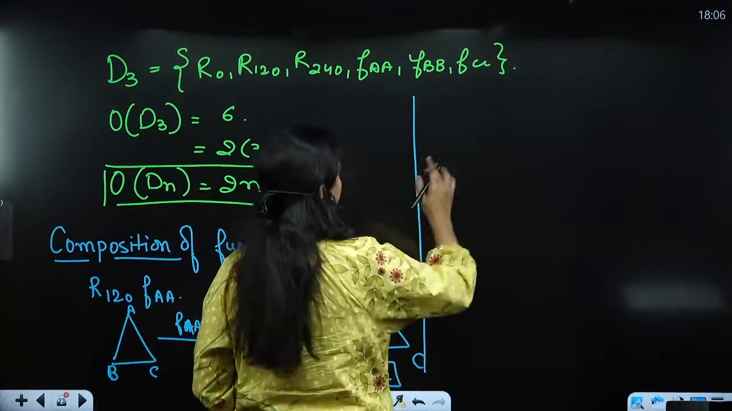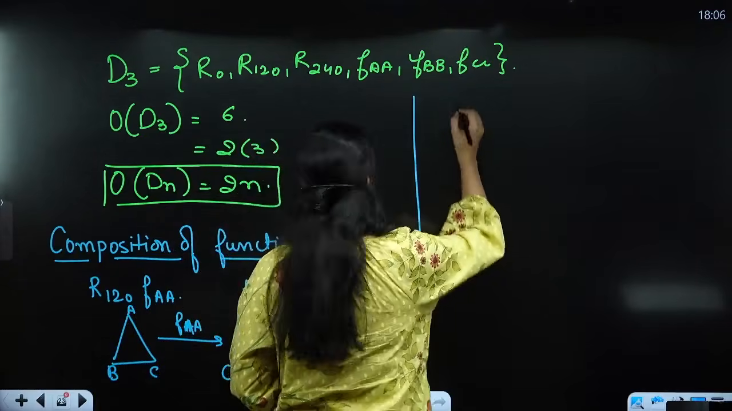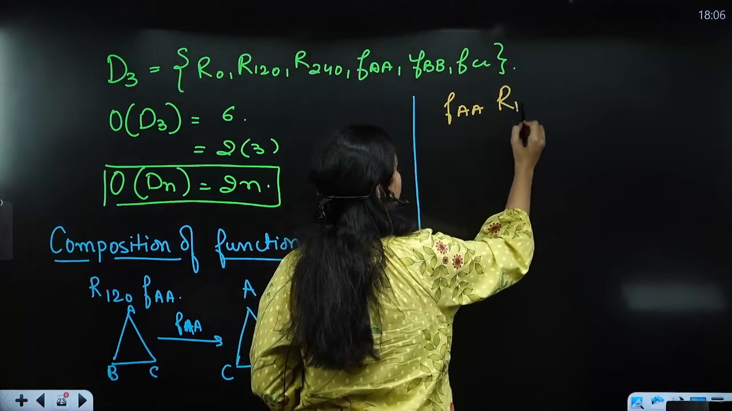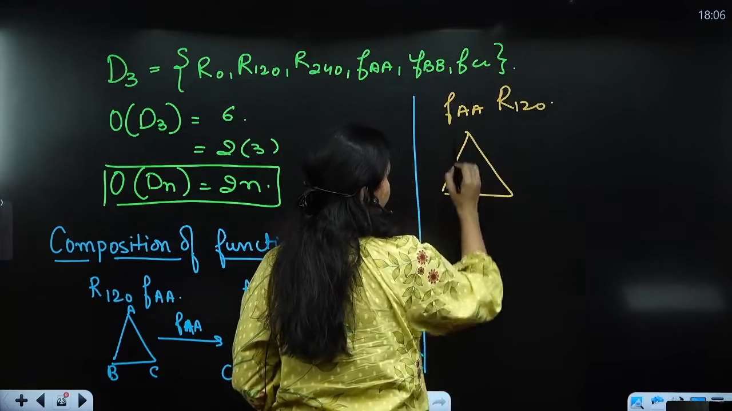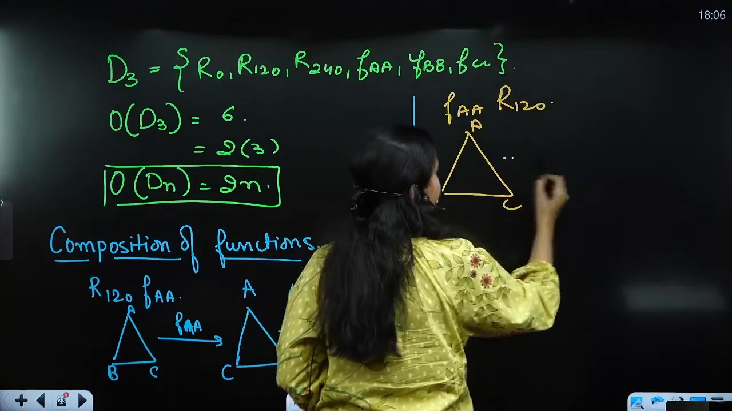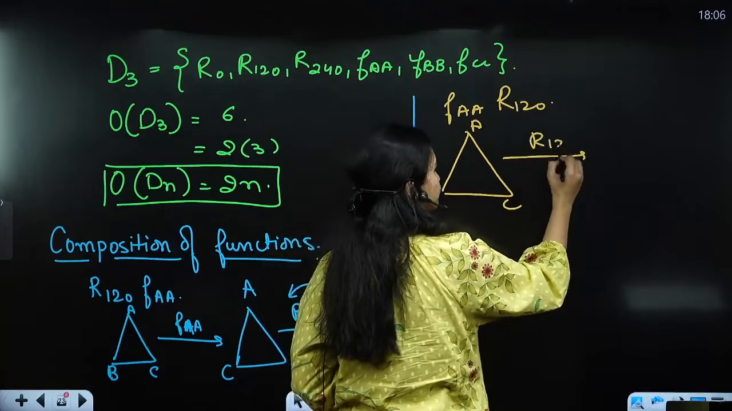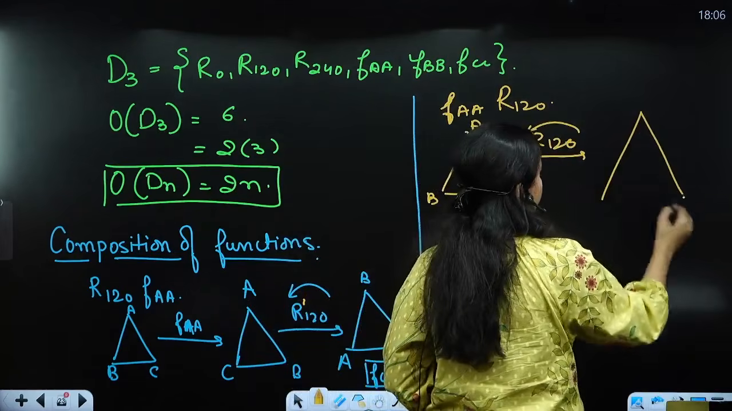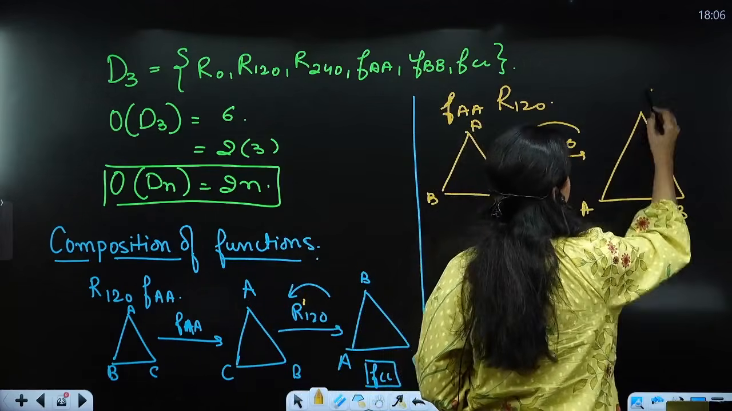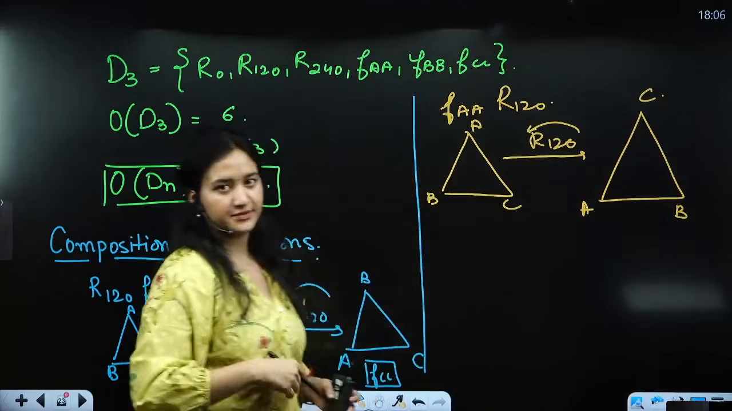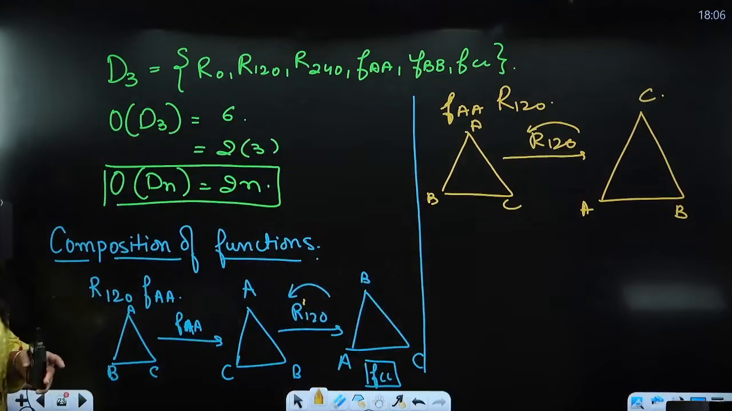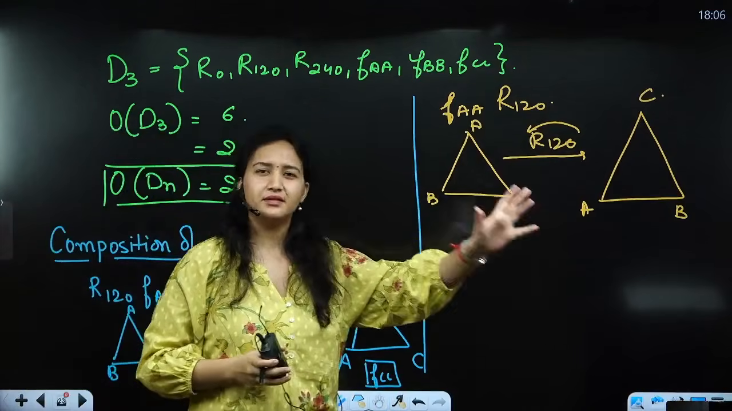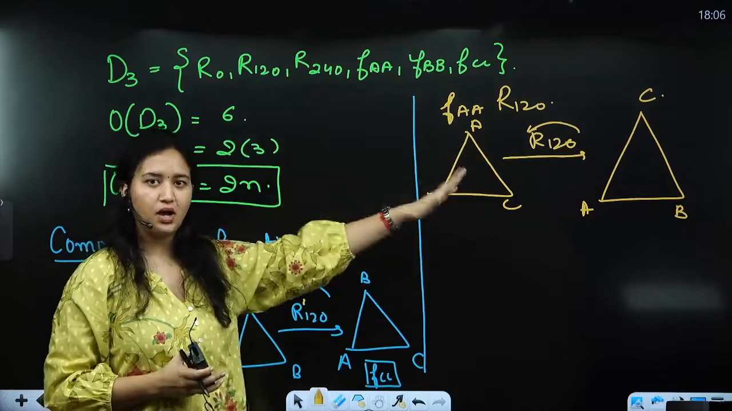Let's take green, or let's take yellow. Let's do FAA and R120. Now what is going to happen? A, B, I'm applying R120, right? Now this is what? A, B and C. Now one thing to note here is, whenever you are using composition of functions in a dihedral group, although this is not going to be used आगे जाके, but you should know how these things work.